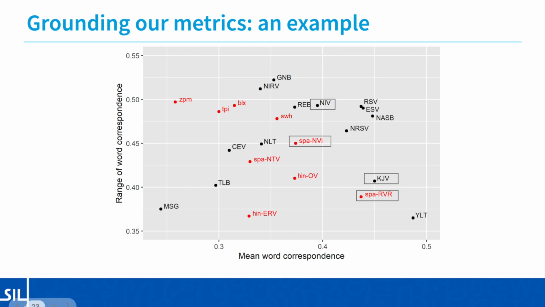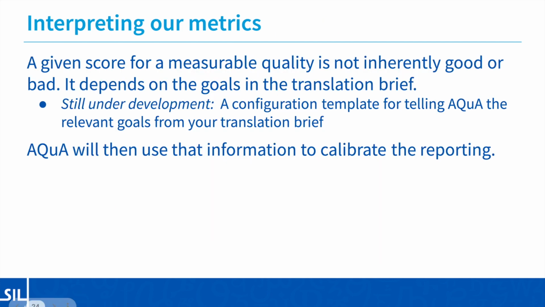Similarly, the Nueva Versión Internacional is close to the New International Version, which both share very similar translation philosophies. When interpreting our metrics, it's important to note that a given score for a measurable quality is not inherently good or bad. These scores must be interpreted in light of the goals stated in the translation brief. That's why we are developing a configuration template for users to input relevant information from their translation brief into Aqua. Aqua will then use that information to calibrate its reporting, and the user will be able to interpret their scores in comparison to other relevant translations.